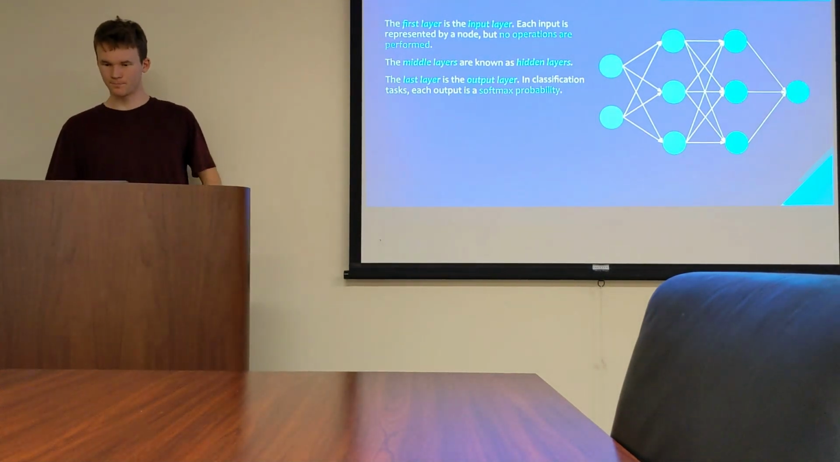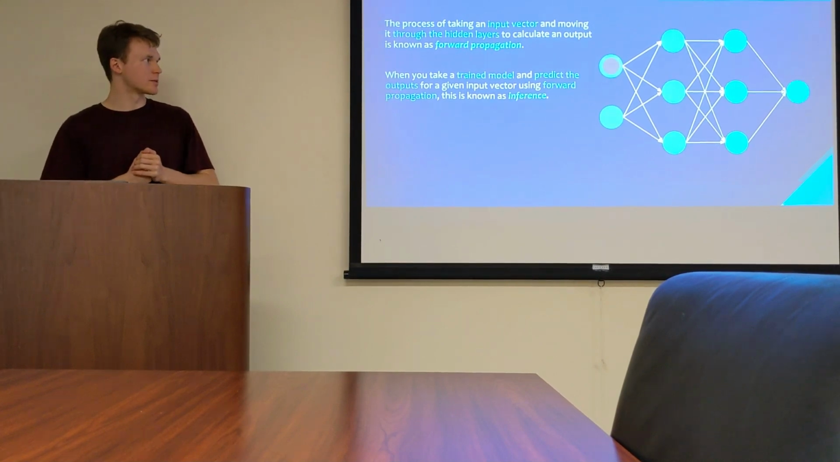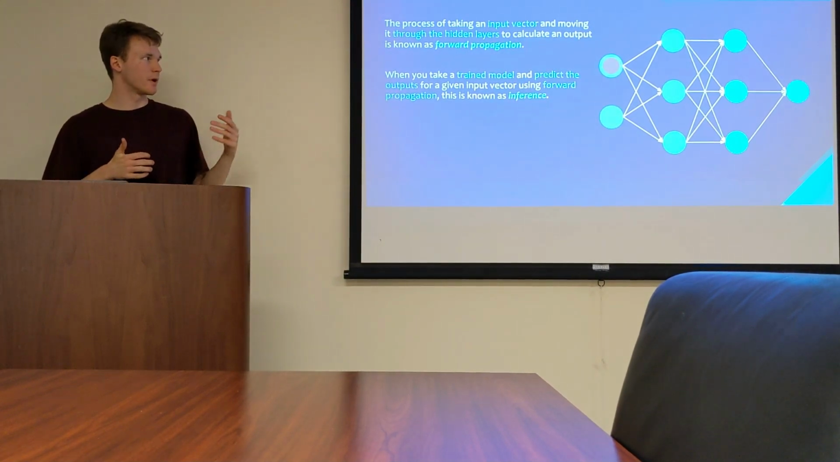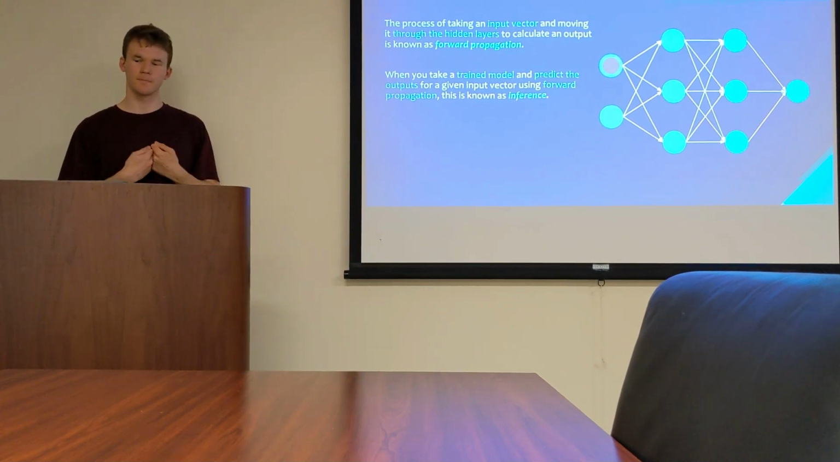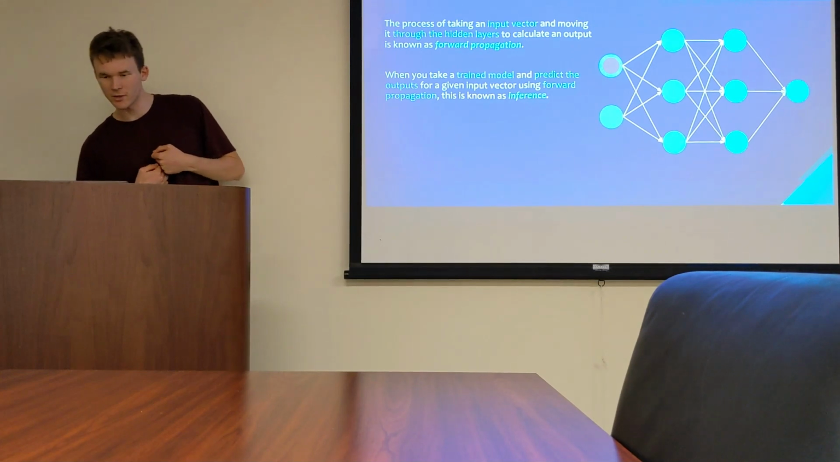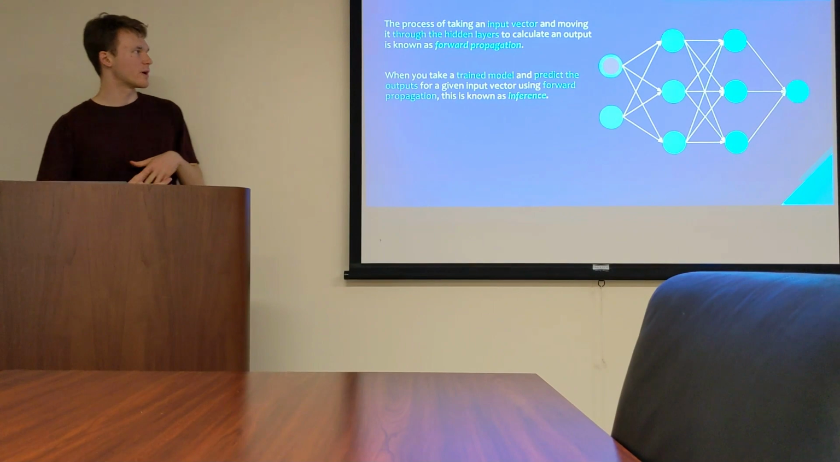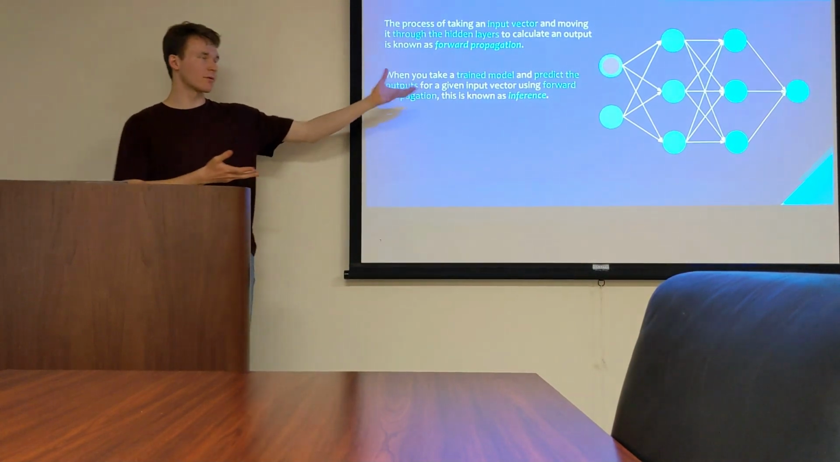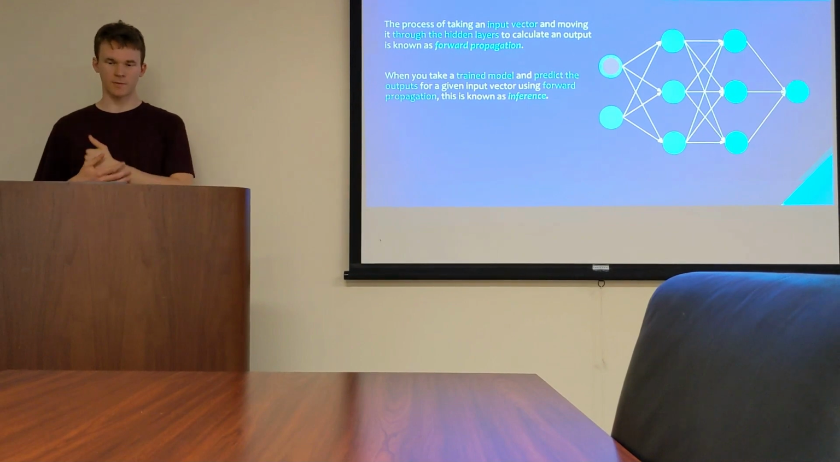All right, so forward propagation is the name of the algorithm. I guess before we start, are there any questions about neurons, how they're wired up? Okay, so forward propagation is the algorithm for when you have a fully trained or untrained neural network and you want to pass data and get an output. The algorithm for getting the output is called forward propagation.